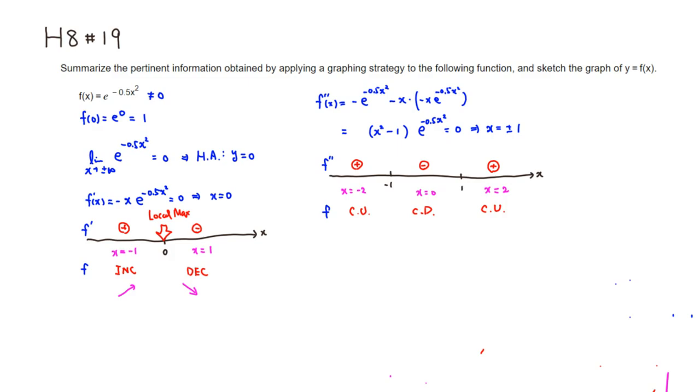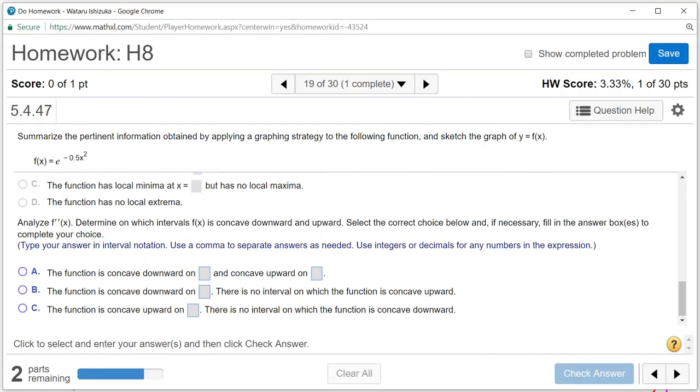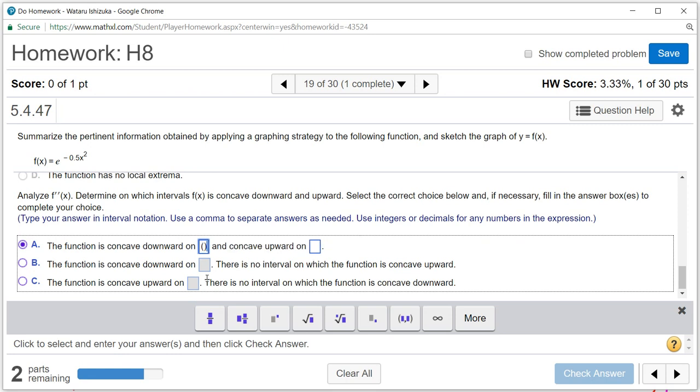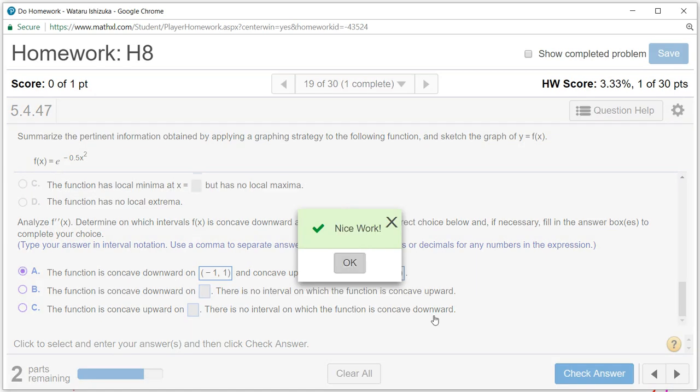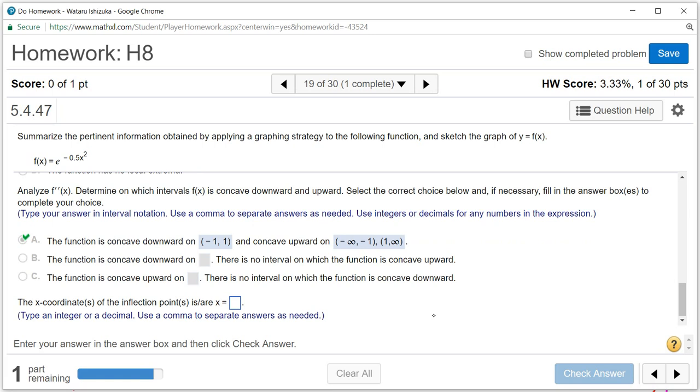Right, so let's type it in. A function is concave downward between -1 and +1, and concave upward on -infinity to -1, and +1 to +infinity. Right, and let's use the interval notation. Then use a comma to separate them. Right, so here, we got that. All right, next one is inflection points.